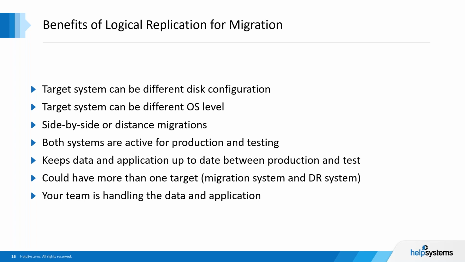We can point to more than one target. So you could point to a system that's local, and then you could also have a DR system that's off-site. So we can go to more than two different target boxes.